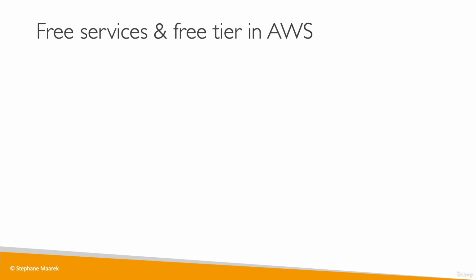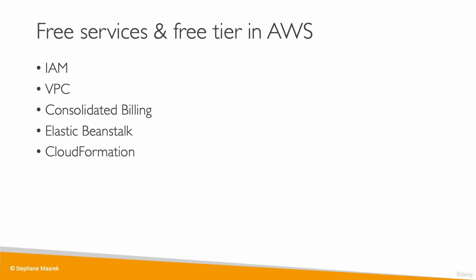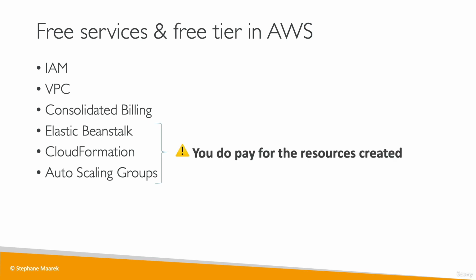On top of it, in AWS, some services are going to be free and others will be part of the free tier. So IAM is free, VPC is free, and consolidated billing is free as well. If you use Elastic Beanstalk, CloudFormation, and ASG, they are free services, but whatever these services create, obviously, you need to pay. So Elastic Beanstalk, if it creates an application balancer and an EC2 instance, it has to be paid by you. And your autoscaling group, obviously, when it adds more EC2 instances, you're going to pay for those. And obviously, what is created through CloudFormation, you will have to pay as well.